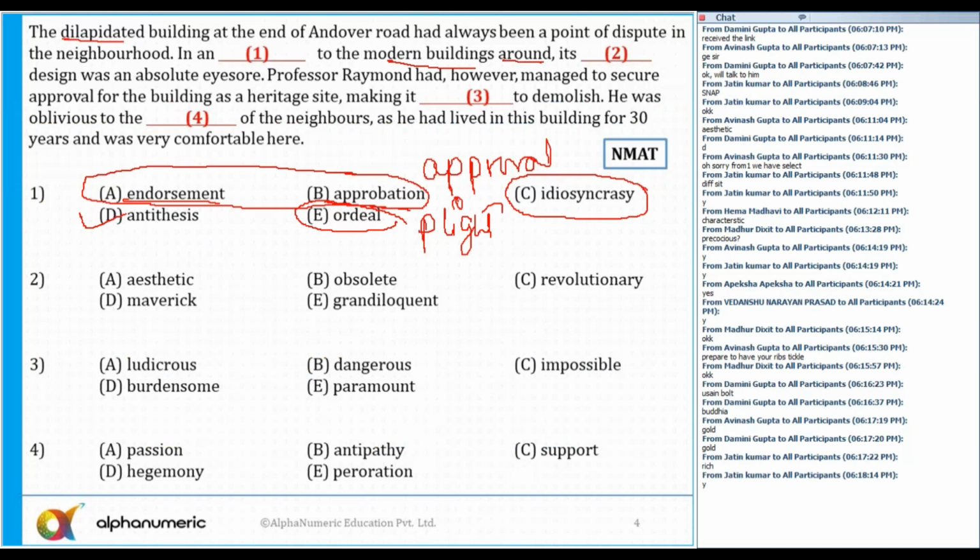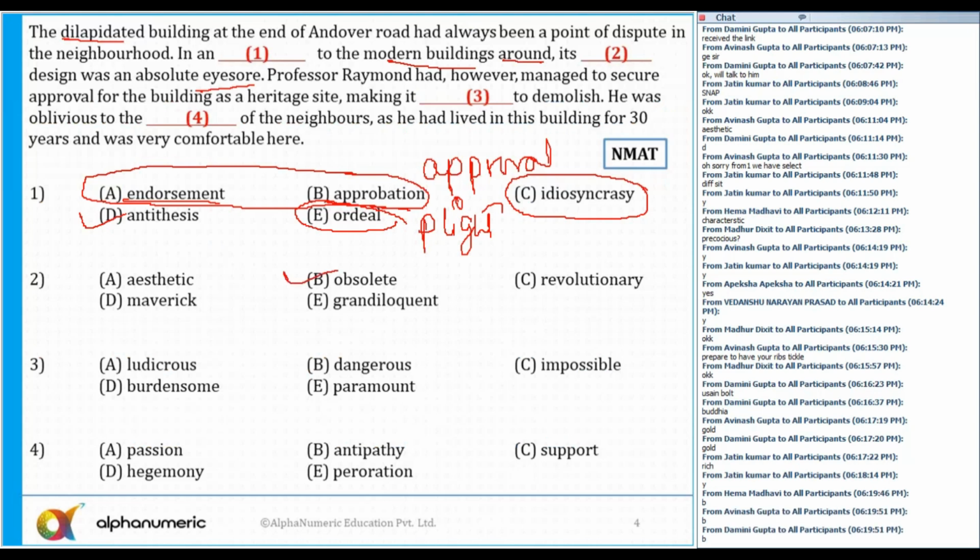So it is the antithesis, means it is the opposite. Antithesis, it is the opposite of the modern buildings. The modern buildings all around are opposite. So in an antithesis to the modern buildings around, its dash design was an absolute eyesore. I'm calling it an eyesore. Then what kind of a design will it have? It will have an obsolete design, isn't it?